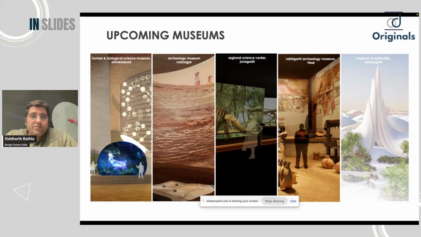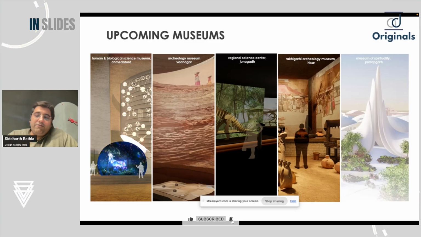Then we are doing a science museum in Junagadh. We are doing a very interesting museum at a very, very important site known as Rakhigarhi, one of the oldest excavated sites in India, which is on the lines of the Indus Valley civilization, in Hisar. We're also doing a museum of spirituality near Allahabad. So broadly, museums from different segments, right from science to technology to artifacts to spirituality.